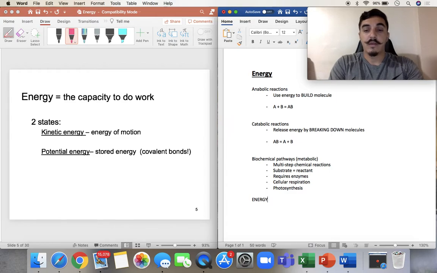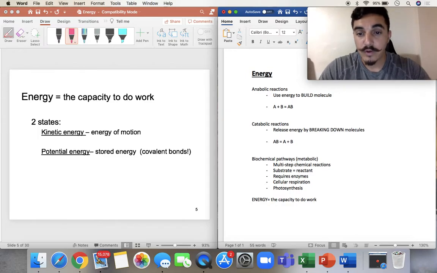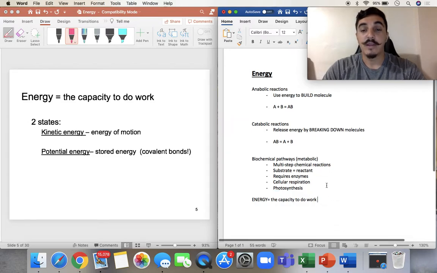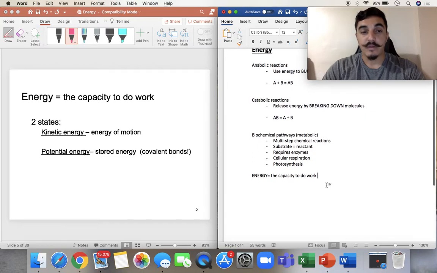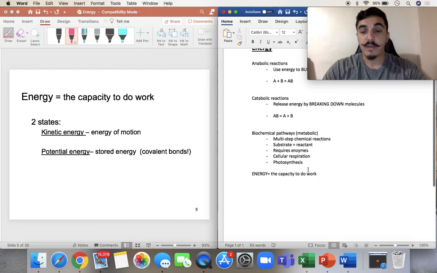Okay, energy just means the capacity to do work. Sometimes we need a lot of energy because we don't want to do any work. We don't want to do our labs. We don't want to do our discussion posts. I know you guys do, but so we need energy to do some work. Okay, so the capacity to do work.